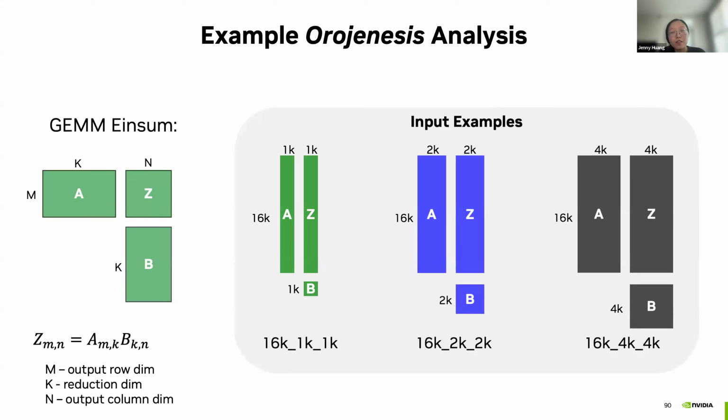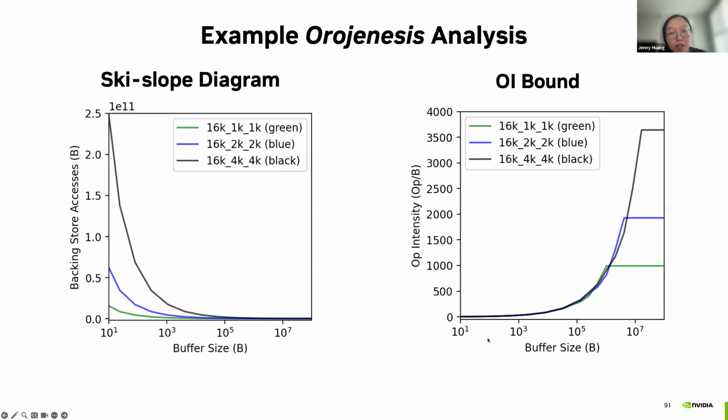If we take a look at some examples, we do three different GEMM kernels with different shapes on this slide, each with different dimensions. And here are the data movement and the operational intensity bounds we obtained from Genesis for these three GEMMs of different shapes. On the first figure, we can see that different shapes of GEMMs will result in different slopes in the ski slope diagram.